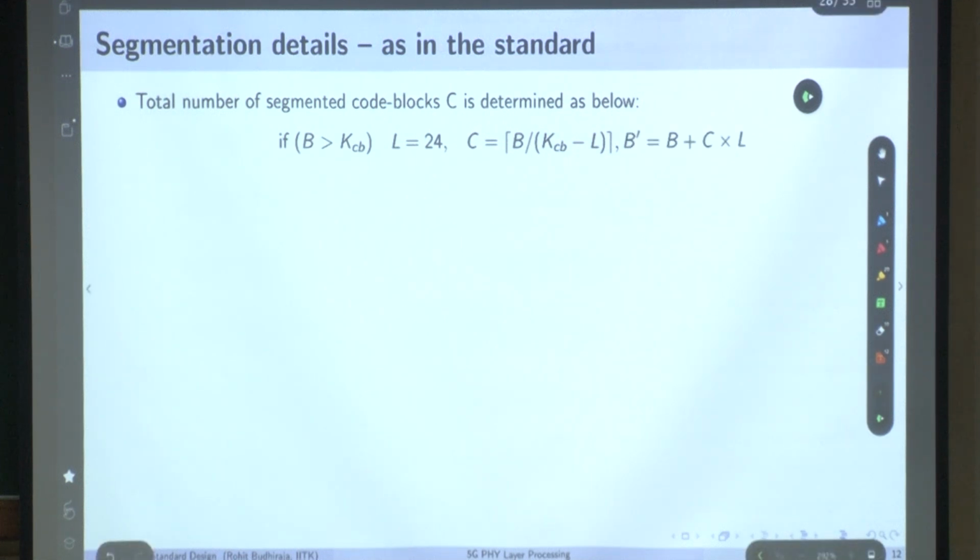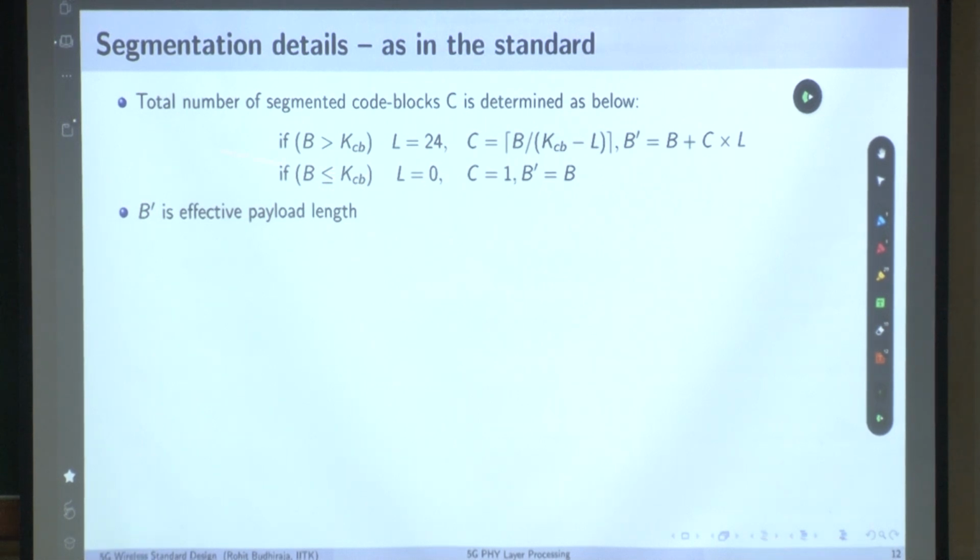And then what is the actual payload? The payload is B dash, which is different from B. Why is B dash different from B? Because you are appending C extra code block CRCs, each of length L. So that's the payload you need to transmit now. If B is less than KCB, then there is no code block CRC. The segmentation module implements that, we have seen it. Then the number of code blocks is 1 and B dash is equal to B because L is 0. So that's typically how it should be segmented.